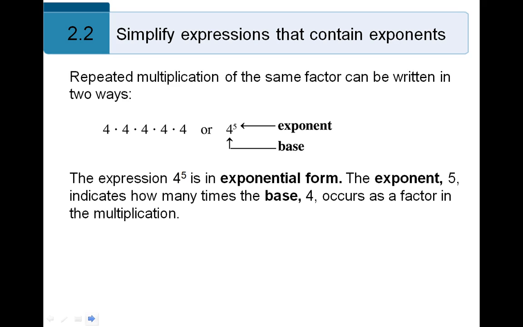Repeated multiplication of the same factor can be written in two ways. For instance, in this example, we have 4 times 4 times 4 times 4 times 4. We could write that as 4 to the 5th power since we're multiplying 5 4's together. The 5 is the exponent, the 4 is the base. So this expression, 4 to the 5th power, is in exponential form. The exponent 5 indicates how many times the base 4 occurs as a factor in the multiplication.